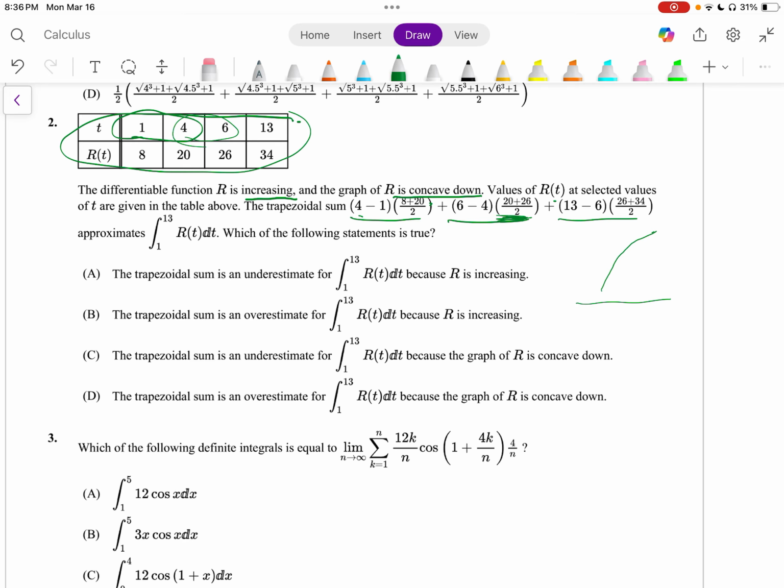true. So this isn't going to be a real accurate sketch, but here we had just 1, 4, 6, and 13. We just want to know what's going on here, if it's an overestimate or underestimate. So if we do trapezoidal, so that one's under from 4 to 6. So since it's concave down, it's increasing and concave down, all of these will be under the curve. And so it will be an underestimate because it's concave down. So the trapezoidal sum is an underestimate because the graph of r is concave down.